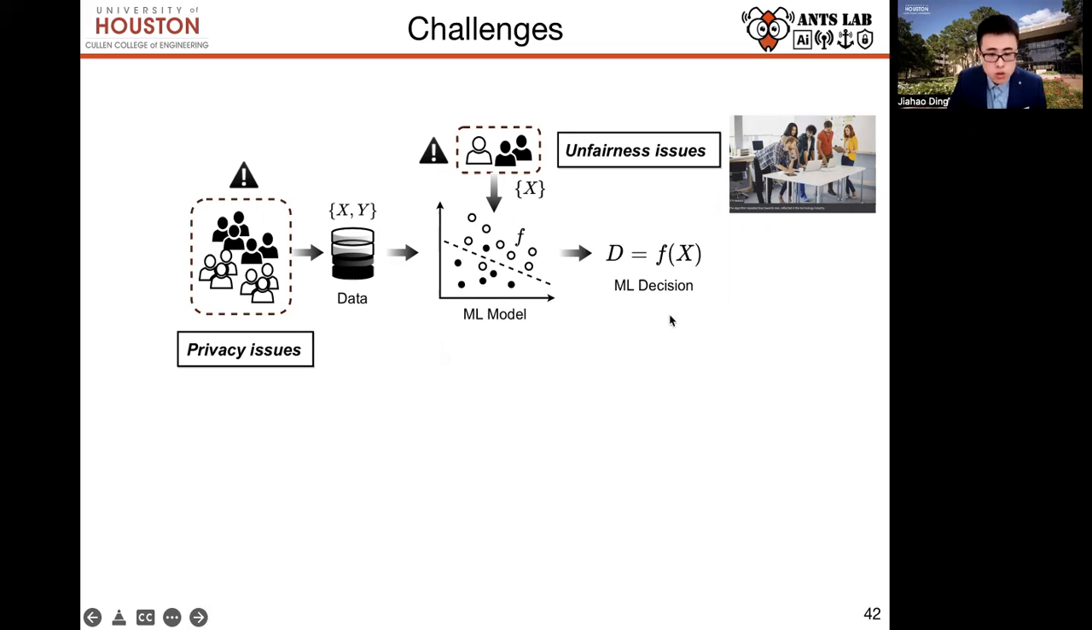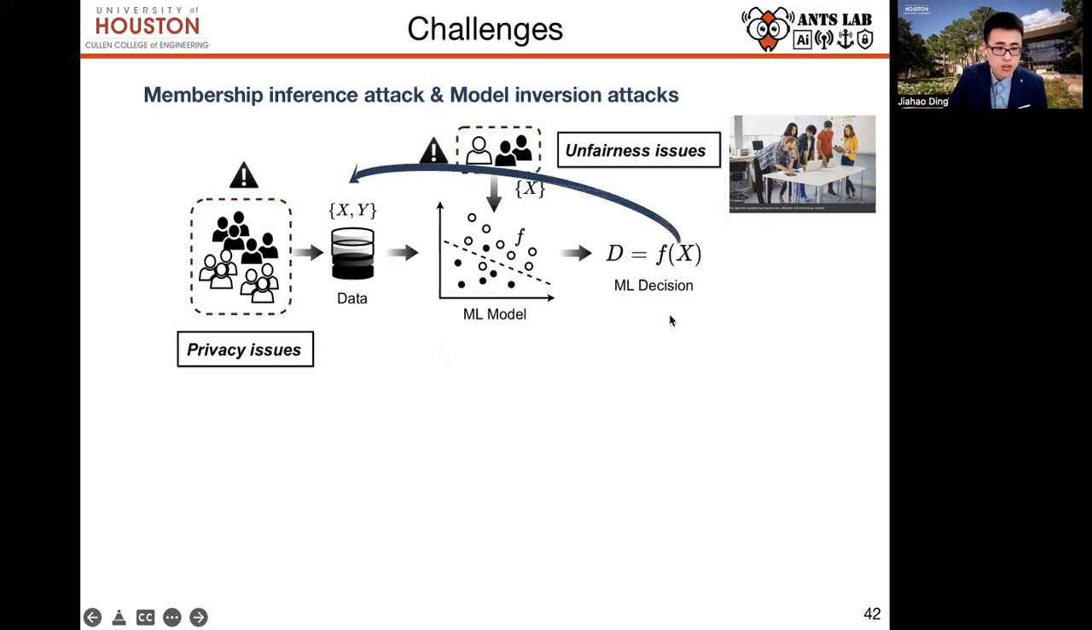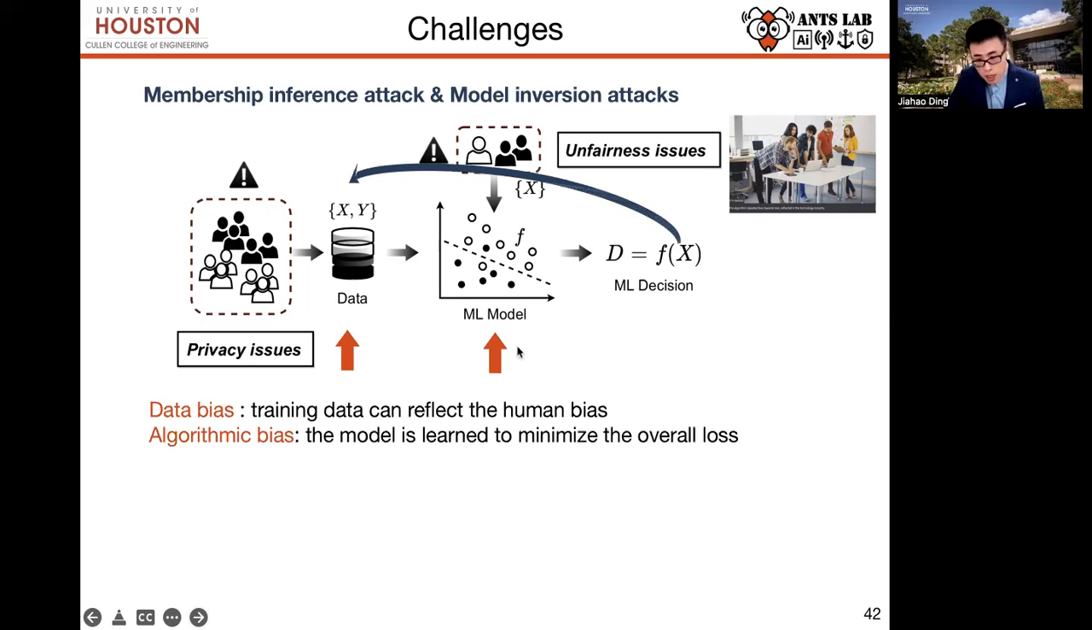The adversary may perform various attacks on these models, together with some background knowledge, to infer sensitive information in the training data set. As for unfairness issues, a classification model of a job hiring system may be more likely to hire candidates from certain racial or gender groups. But why are machine learning models biased? Generally speaking, bias can be introduced through the training data and machine learning algorithms.